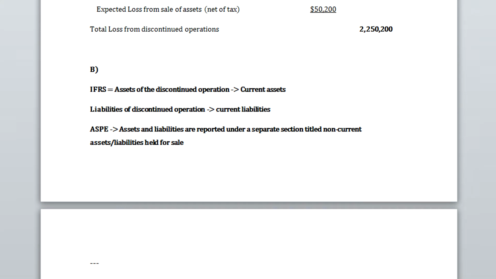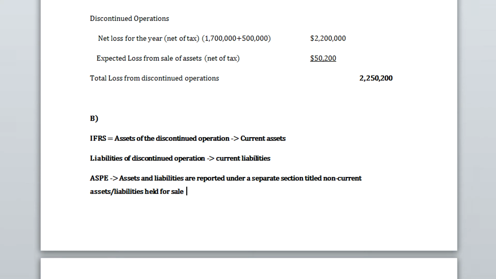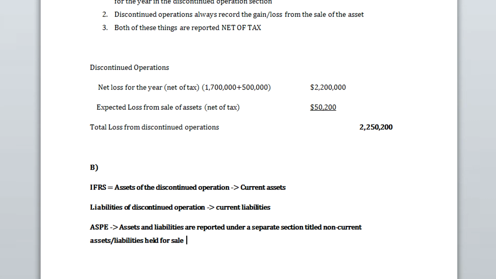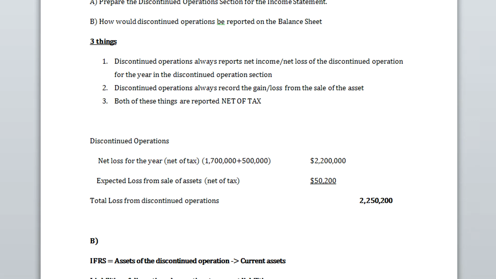Okay, so under ASPE, the assets would be reported as non-current assets held for sale, and the liabilities were reported under their own separate section titled non-current liabilities held for sale. So that's something you're going to have to memorize, just a little bit of theory, but I want to provide that for you because they do ask it, and I want you to be prepared for everything. But the main thing I want you to get from this is how to prepare this discontinued operation section.